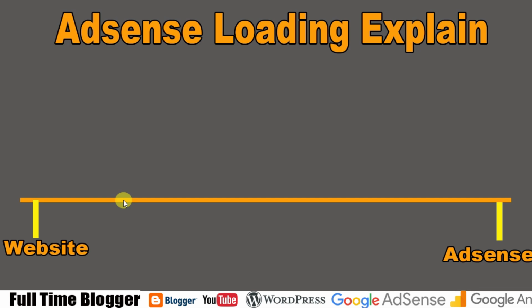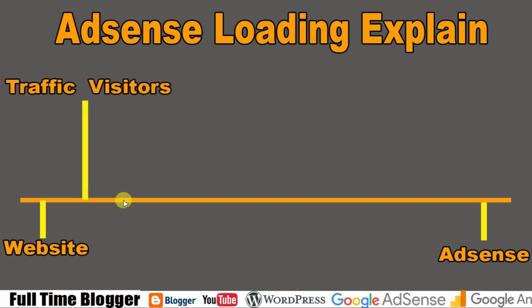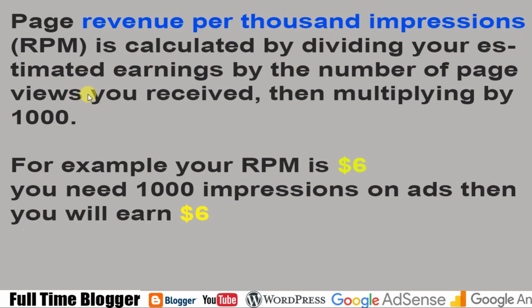Now guys, we need visitors, we need traffic to earn money. Even if you have a website and AdSense approval, you don't earn money if you don't get any traffic or visitors on your website. So now you have a website, traffic and AdSense, and you think you will earn money. But this model is called RPM. I will guide you on what RPM is. RPM stands for revenue per 1,000 impressions.